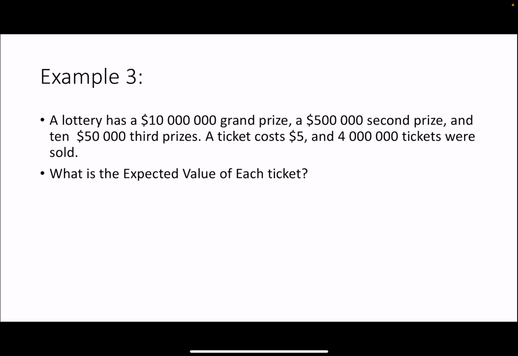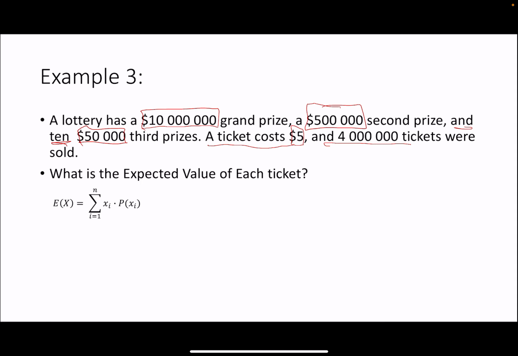So another example of calculating expected value. So I have a lottery, it has $10 million. And that's the grand prize. And then second prize is $500,000. And then third prize is $50,000. And there's 10 of them. And 10 $50,000 prizes. A ticket costs $5. And 4,000 tickets were sold. What is the expected value of each ticket? So after you buy it, what's the expected value?